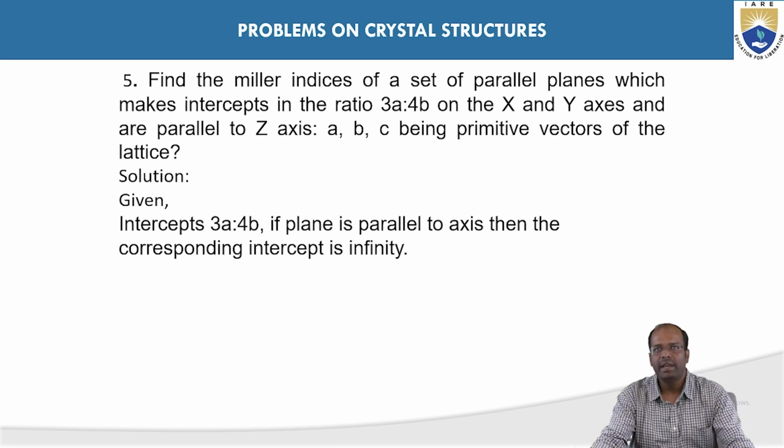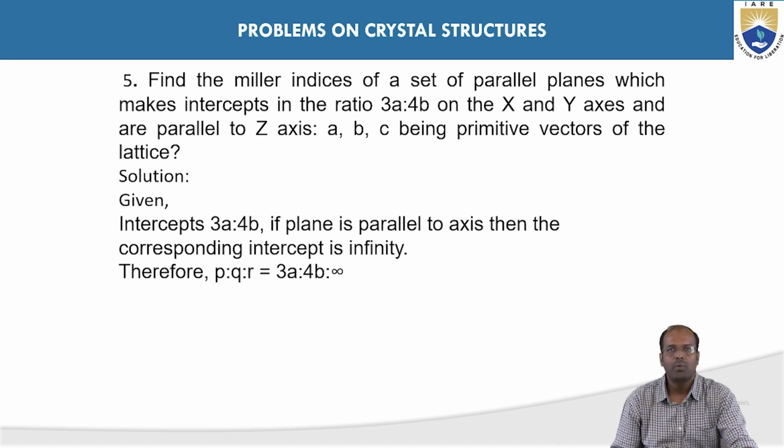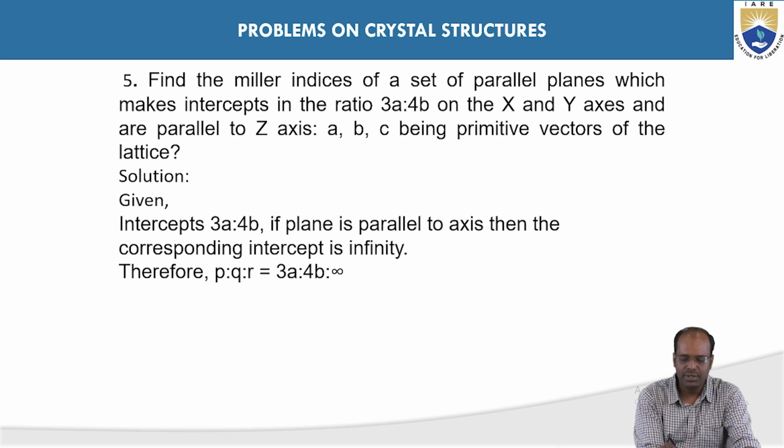Means 3a, 4b on the x and y axis respectively. These all are parallel to the z axis. We will see the Z axis in later points. So we are representing the notation P : Q : R. 3A is given, 4B is given, but the Z axis is infinity, so we are representing the Z axis as infinity C.